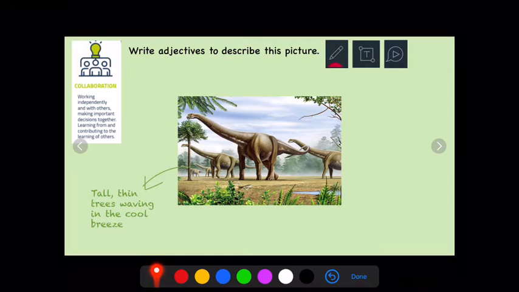Now, I would like you to work together in our chat to be able to describe the Brachiosaurus. You can write it in the chat, or we might write it on Padlet. I would like you to describe this picture. Pause the video to do so now.